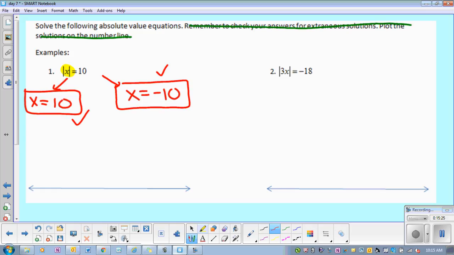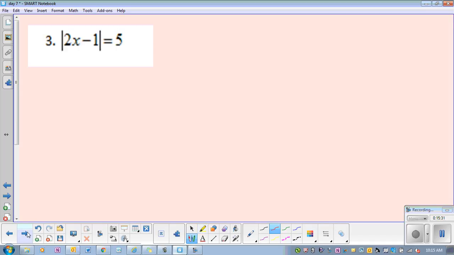Can we come back to number 2? I want to do number 3 first, and we'll come back to number 2. You would, but you have to split it first. But I want to come back to number 2. Let's look at number 3.